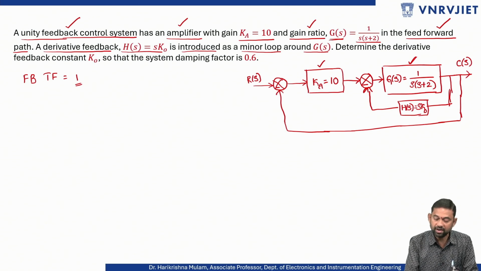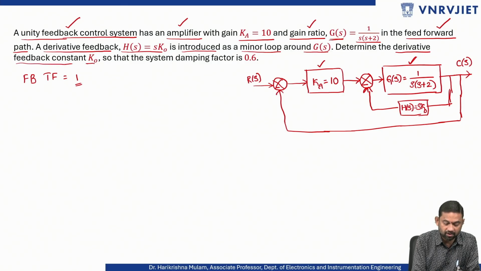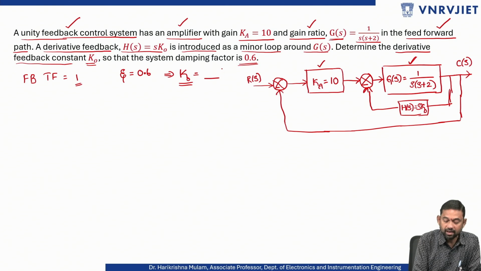Now what do we need to find? We need to determine the derivative feedback constant K0, so that the damping factor is 0.6. So the damping factor zeta should be 0.6, and if zeta is 0.6, what is the corresponding derivative feedback constant, which is represented by K0 here?